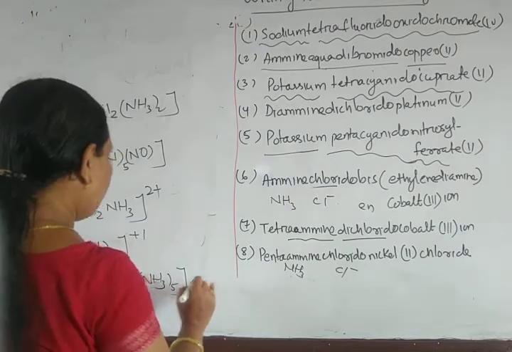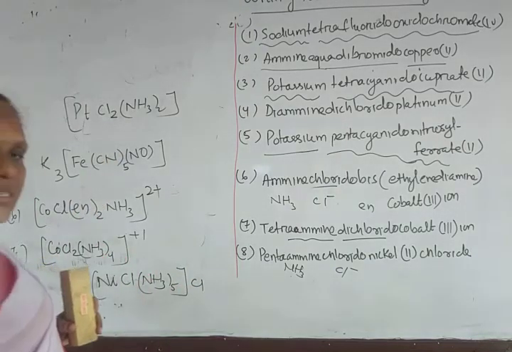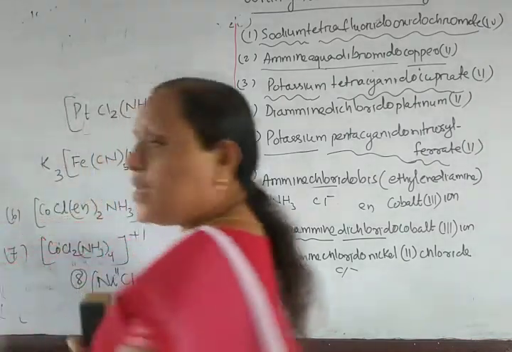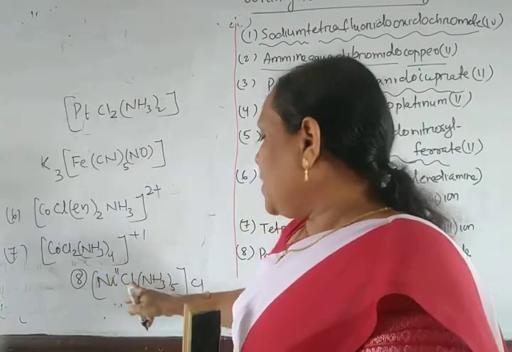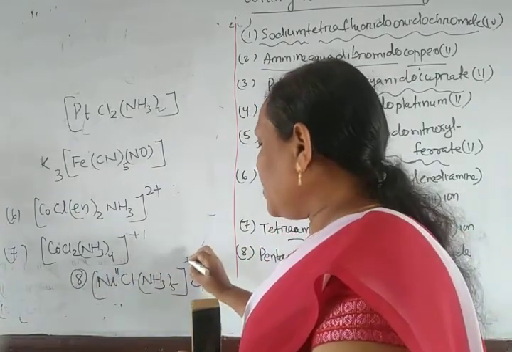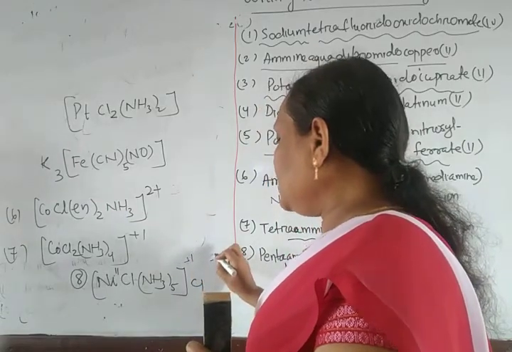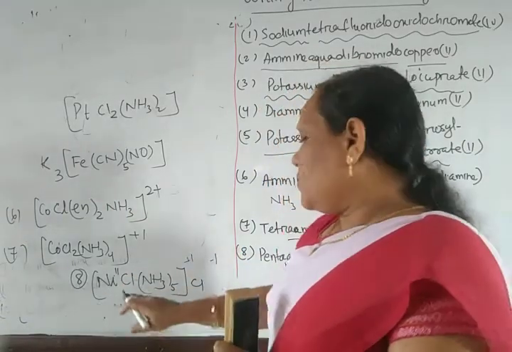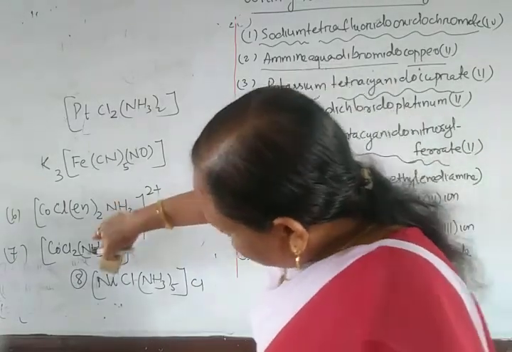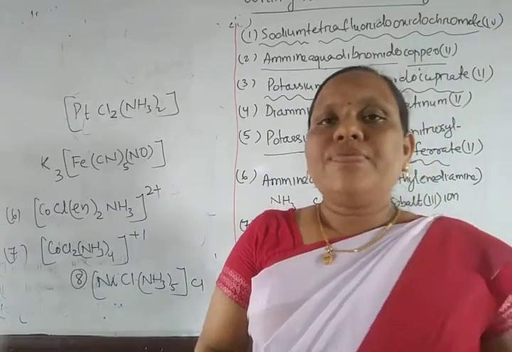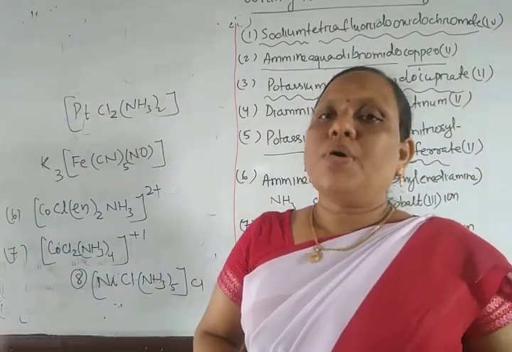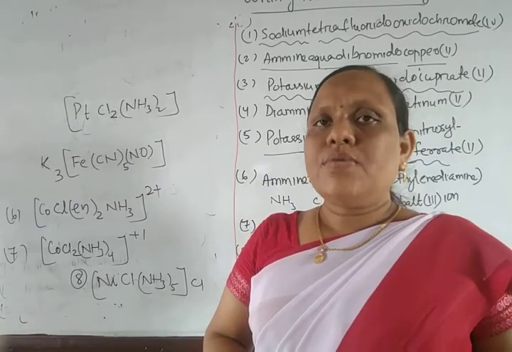So first find out its valency. Nickel has charge 2 and chlorine has charge -1, so overall the complex ion has charge +1 and chloride has charge -1. In this way, there is no need to write any other number. This is just the formula of the compound. So if the name is given, we can write the formula, and if the formula is given, we can write the name of the compound.